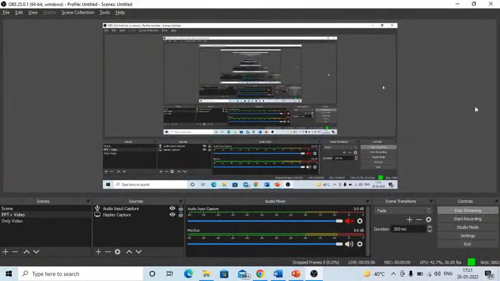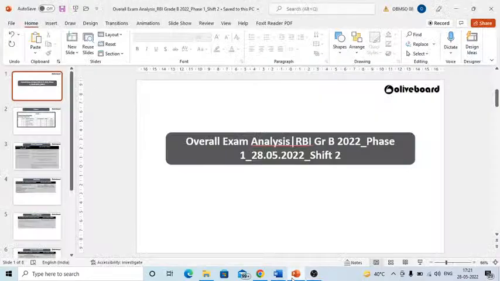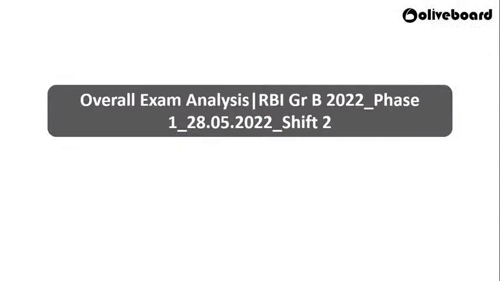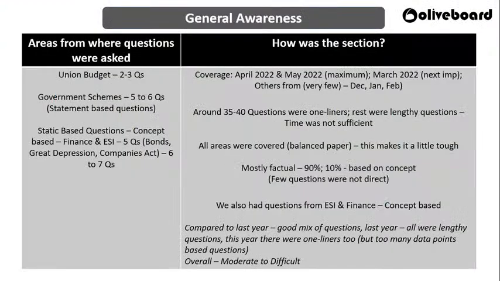So I will not keep you waiting much for a longer time. Just give me a minute, and then we'll quickly have a look at the section and the expected cutoff. It will just take us 5-6 minutes to understand the entire scenario out here. Fine. So let's just move on and understand the GA section, right?